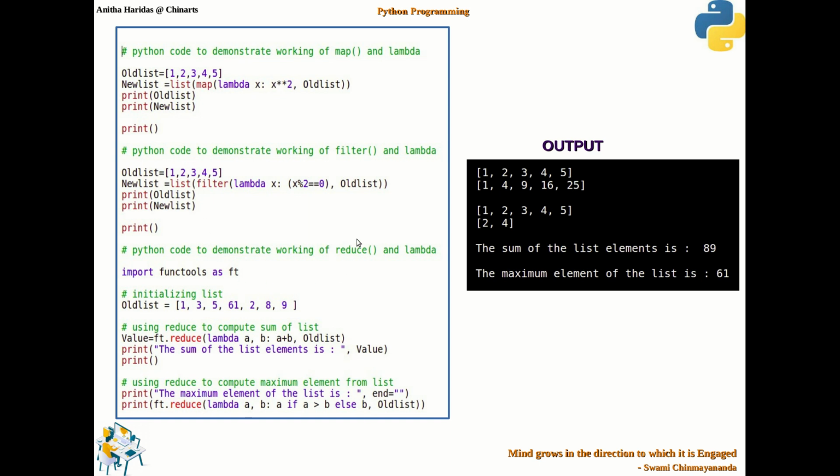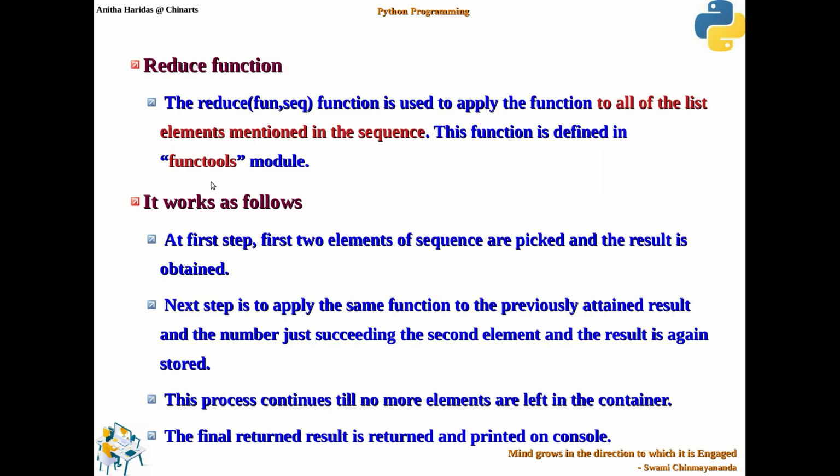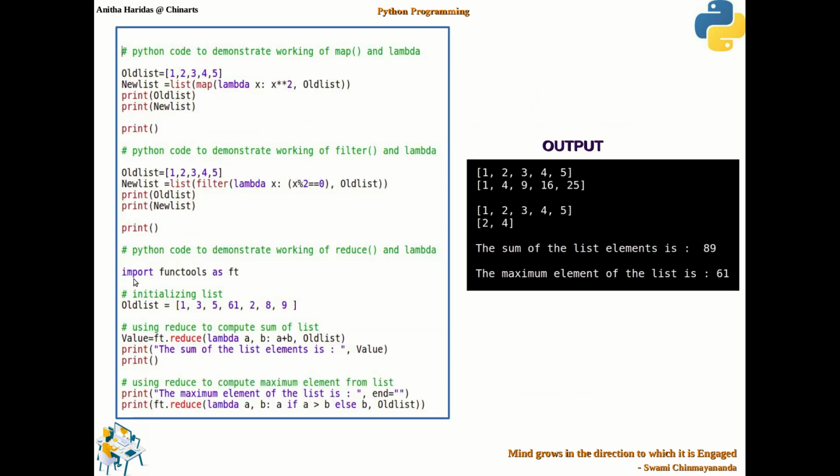Now the last one is your reduce function. As I told you, the reduce function is available in the functools module. So we need to import the functools module, and I am using an alias here. We had already discussed how to install a package in your Python, then how do you import it in your program. Importing is nothing but including the libraries of this particular package in your program. So all these libraries will be hereafter called as FT with an alias name.